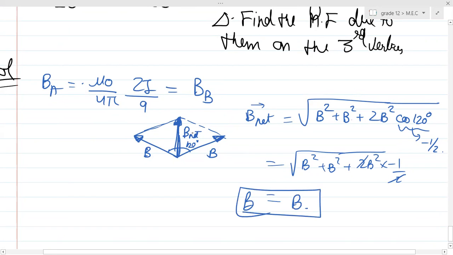So can you see the net magnetic field is, and always remember, it is always on the angular bisector. When the two vectors are equal, then the resultant is always on the angular bisector. This angle should also be 60 degrees, and this angle should also be 60 degrees. And what is the magnitude? It is equal to that of the vector.